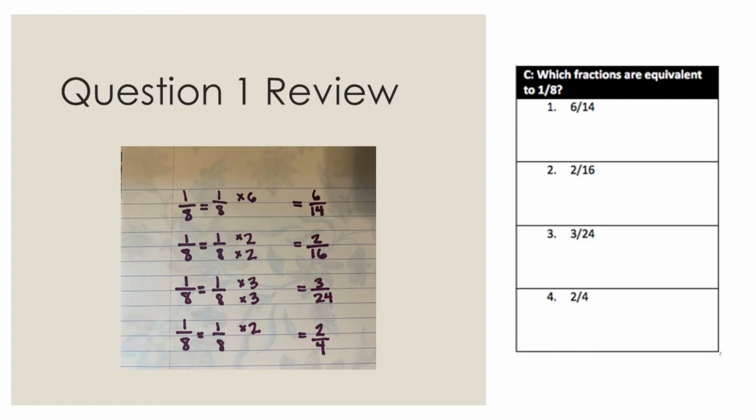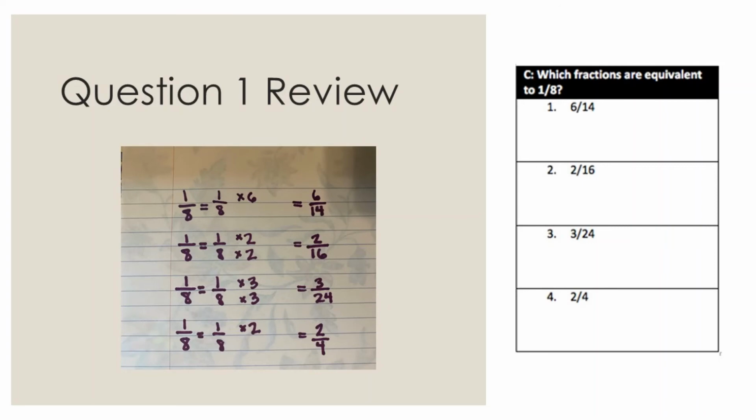For part C, there are two options that are equivalent to 1/8. The first option of 6/14 did not work. I can multiply the numerator times 6 to get the 6 in 6/14, but I could not do the same on the bottom to get 14 in the denominator. 2/16 and 3/24 are equivalent because I could multiply 1/8 by 2/2 or 3/3.